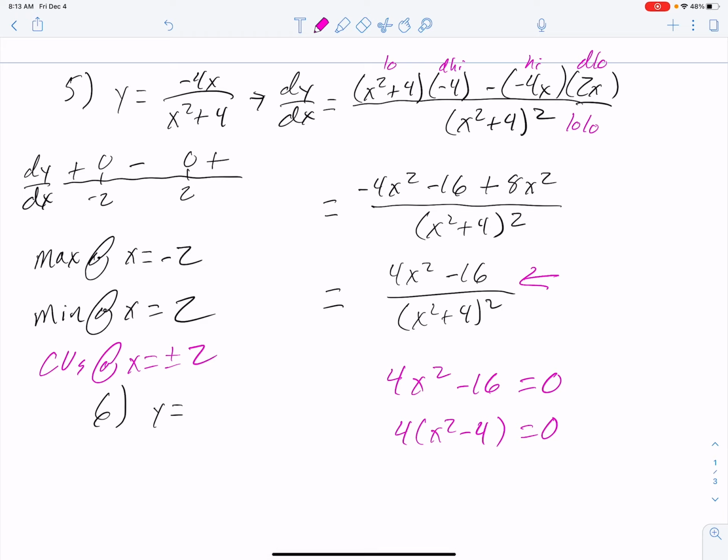I do not have any vertical asymptotes because my denominator is x squared plus 4. It's a sum of squares, and the sum of squares is not factorable. And so I can see I've got a maximum at -2, a minimum at 2. And again, if I wanted to know what those values were, I would have to substitute into my original function.